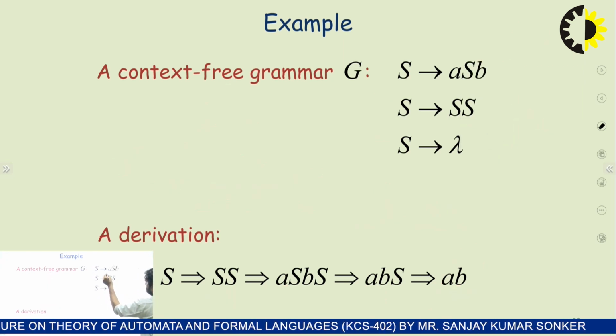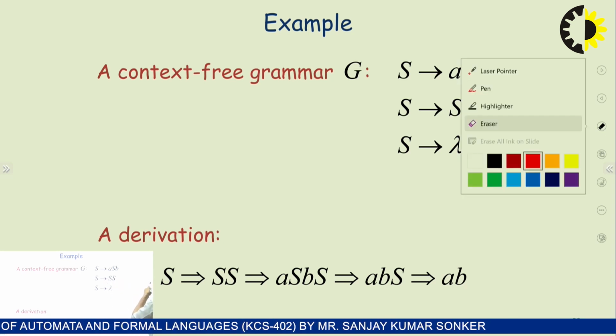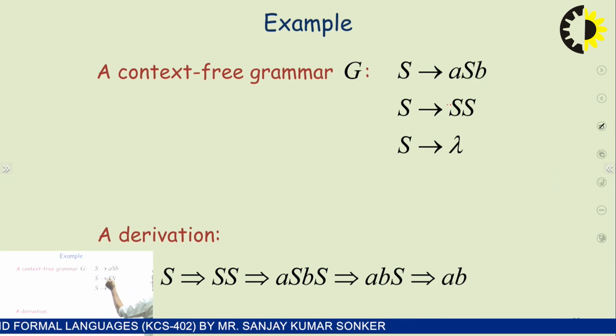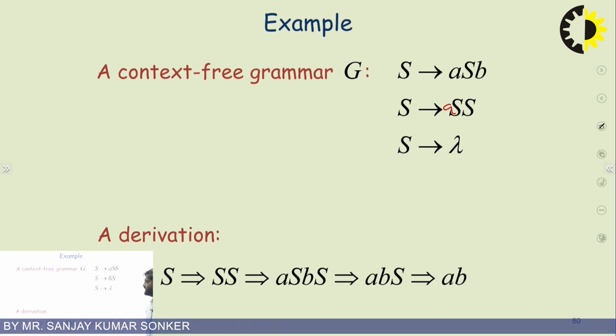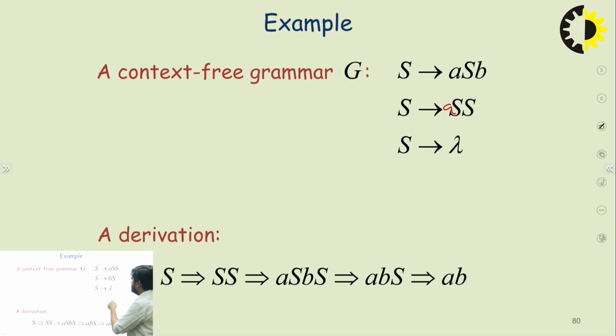We just put the terminal A here. Now, how do we identify the language generated by this grammar?